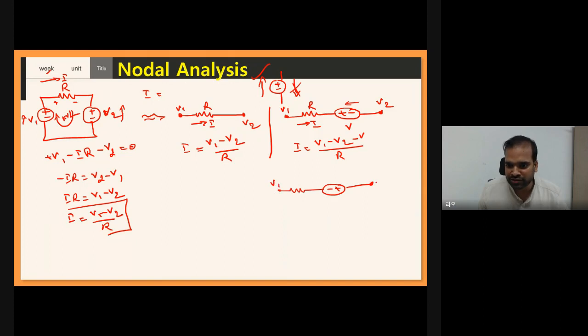Three voltage sources, V1 and V2, and this is my V and R resistor. Can you find current I? Of course. I equals V1 minus V2.